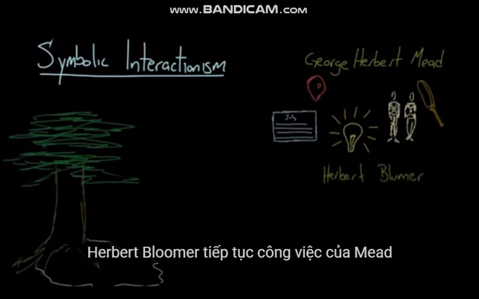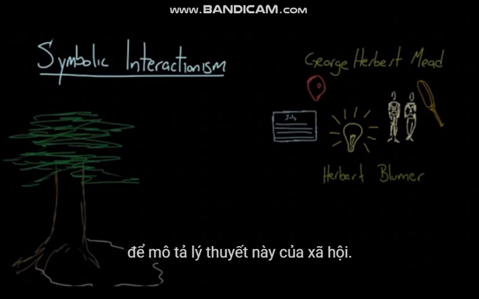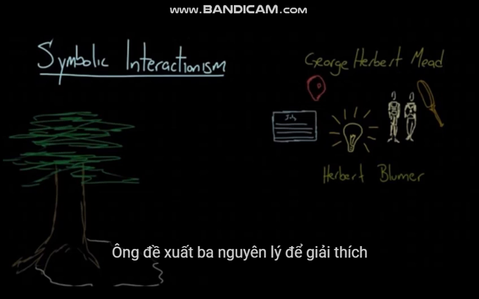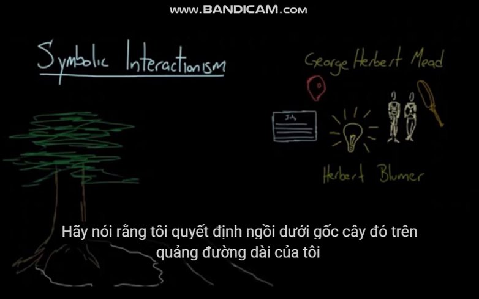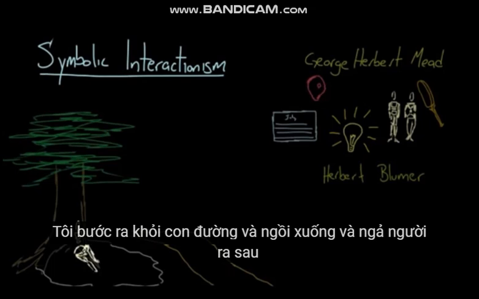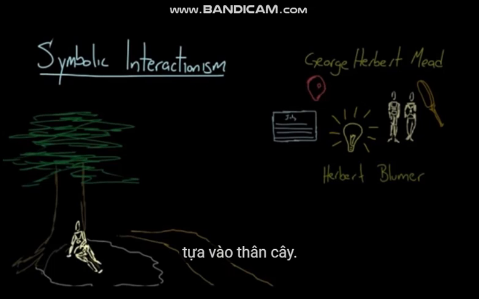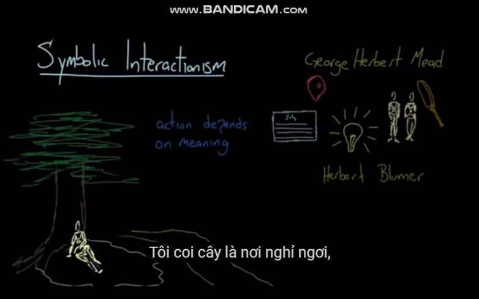Herbert Blumer continued Mead's work and actually coined the term symbolic interactionism to describe this theory of society. He proposed three tenets to explain symbolic interactionism. Let's say I do decide to sit under that tree on my long walk today. I step off the path and sit down and lean back against the trunk. Blumer's first tenet was that we act based on the meaning we have given something. I consider the tree as a place to rest, so I'll go lean against it.